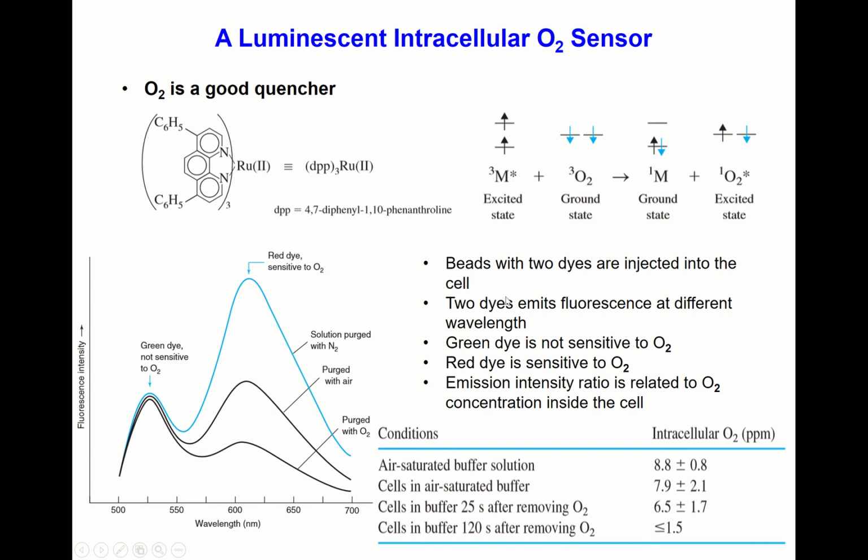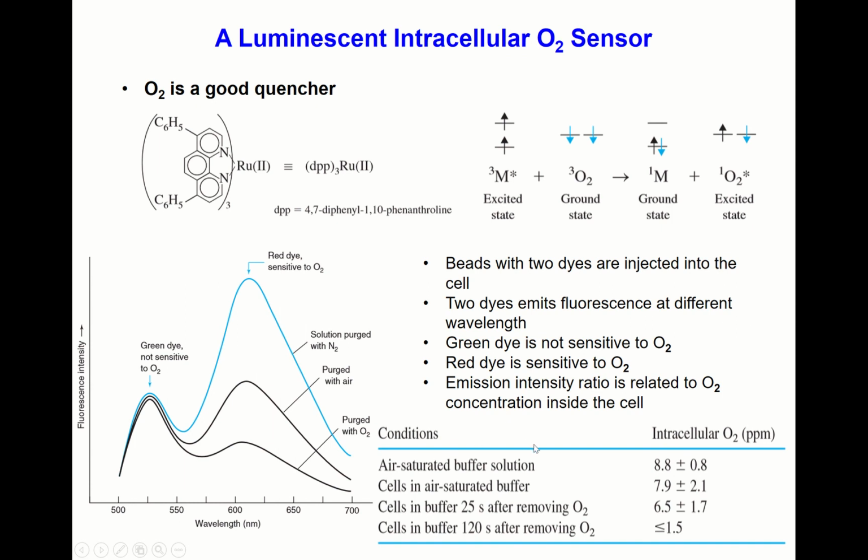The green dye is not affected by oxygen, but the red dye is strongly affected by oxygen. The green dye is not sensitive to oxygen. So you take the emission intensity ratio, this one and that one, and then you can relate this emission intensity ratio to the oxygen concentration inside the cell.